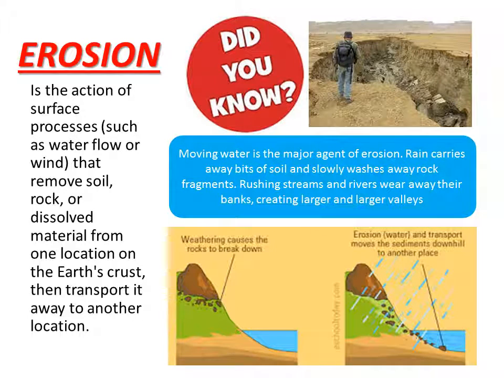Good. The dirt goes with it. That's right. What does it make? Erosion. The action of surface processes such as water flow that remove soil or rock or dissolved material from one location on the Earth's crust, then transport it to another.